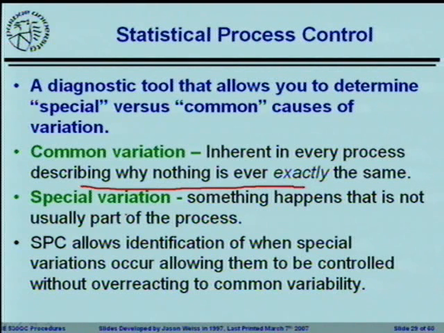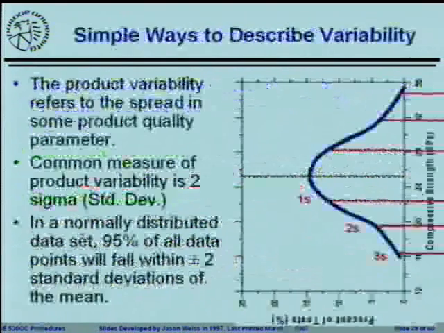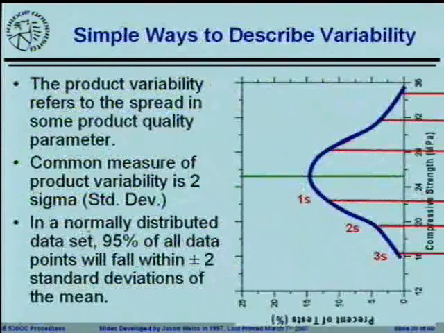Special variation is something that happens that is not part of the process. Oh, whoops, we forgot to put cement in. That is a case of special variation that is a cause for concern. All right, so statistical process control is going to help us identify when this special variation has happened and allow us to take steps.